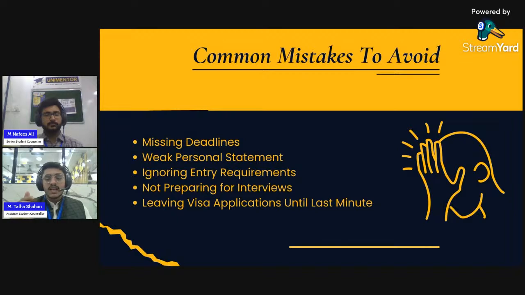Also, last but not the least, another common mistake is leaving the visa application till the last minute. The visa process can take from 2 days to several weeks, and even about a month or a month and a half. So you have to start early if you don't want any kind of problem or issue on the very last day. You have to start the process as early as possible.